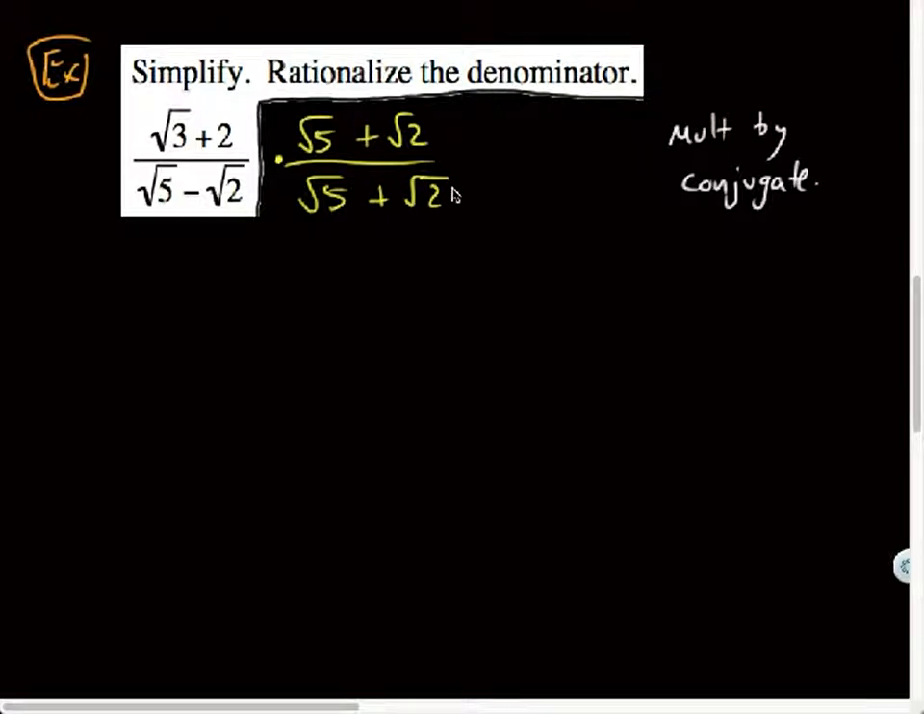Yeah, it's something like that. I'm still getting it. So up top, I'm going to have to foil those, don't I? Because those both have vinculums. Root 3 times root 5 is root 15. Root 3 times root 2 is root 6.